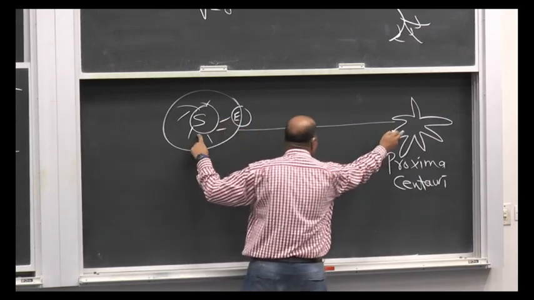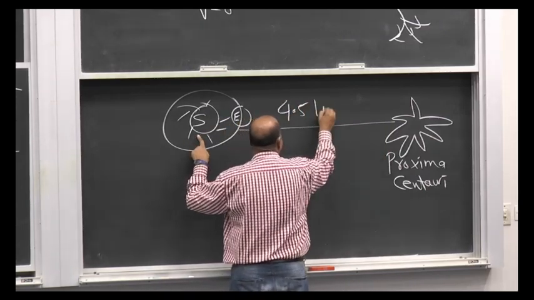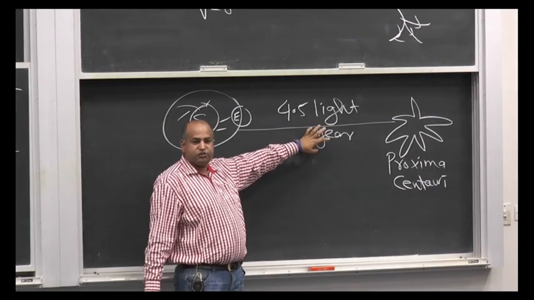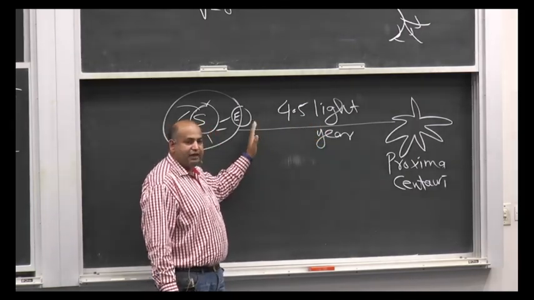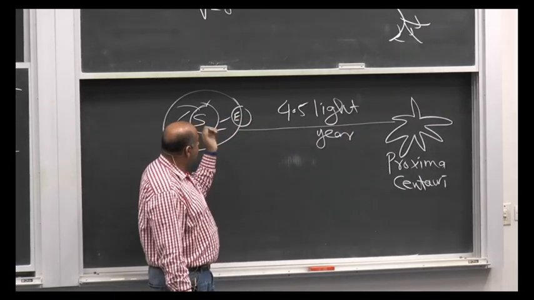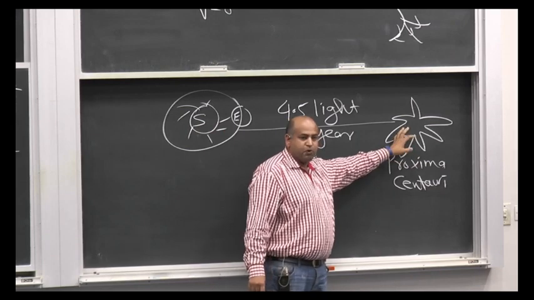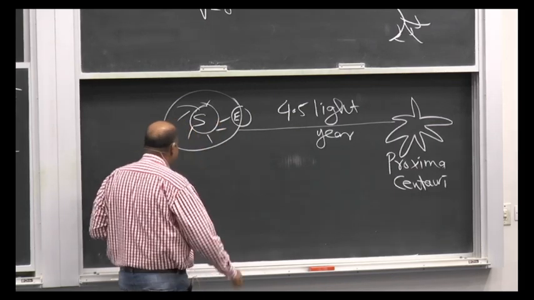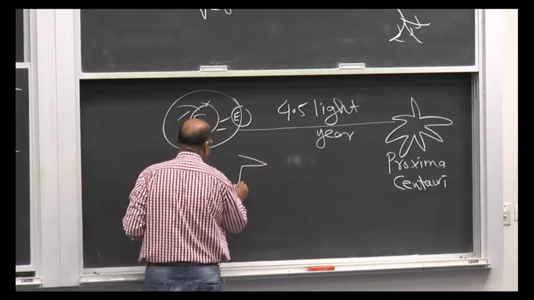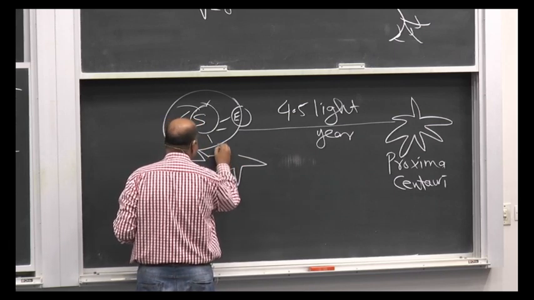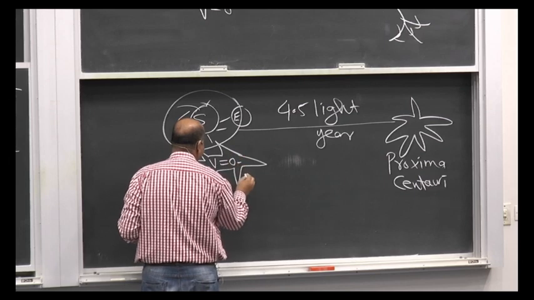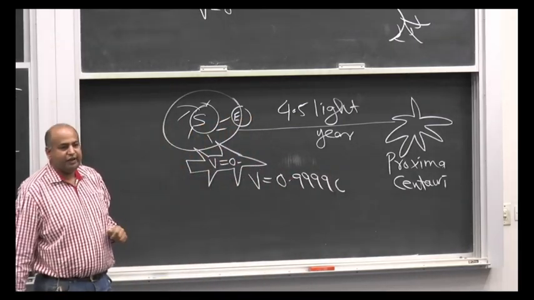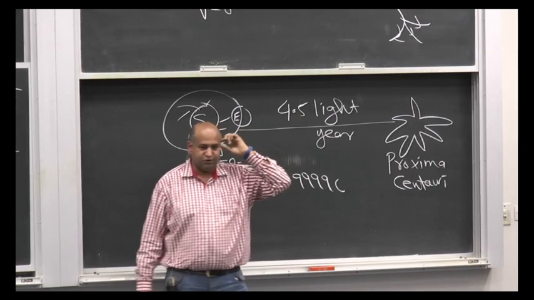The distance from here to here is 4.5 light years. And one light year is a distance unit. One light year is the distance covered by light in 1 year. So it takes light 4.5 years to go from sun to Proxima Centauri, or for the light from Proxima Centauri to reach us. If you sit on a space shuttle, and you are going with a speed of, let me write here, 0.999c, how long will it take you to go from Earth to Proxima Centauri?